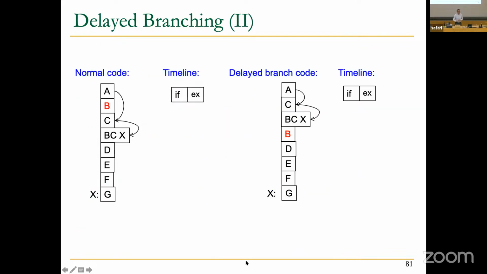Now, let me show you why this may work. Let's assume that you have a two-stage pipeline, fetch and execute. And let's assume that this is your normal code. So you have a branch from A to C, and then C to branch. These are dependencies, basically. You have a conditional branch that goes to X, okay? So this is linear code.